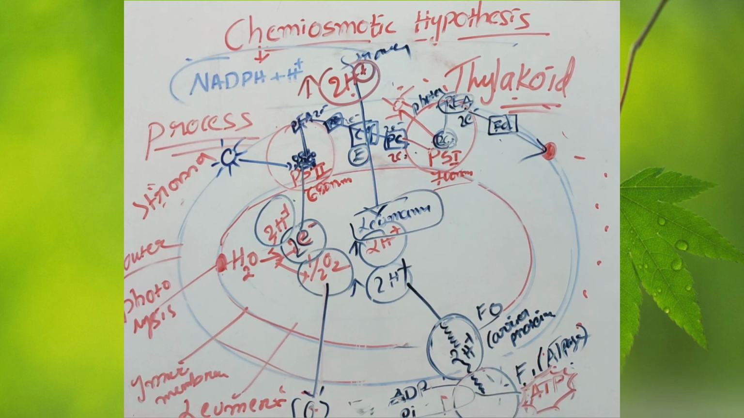So this F0 is embedded into the thylakoid membrane, and F1 acts as a protrusion on the outside of the thylakoid membrane. These two proteins are very important for the transportation of protons from the lumen to the stroma. These two are very important carriers.